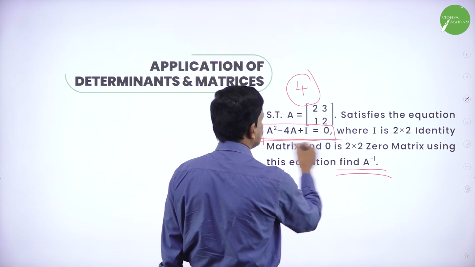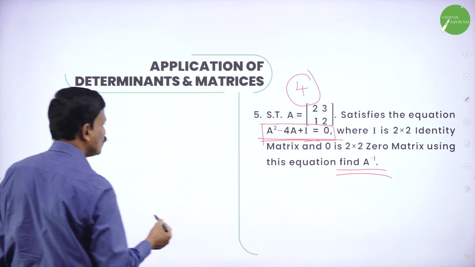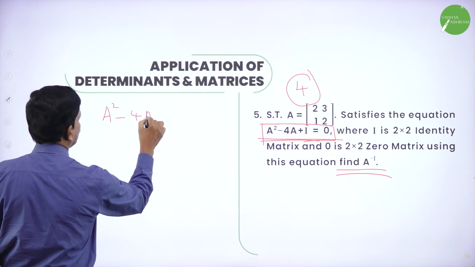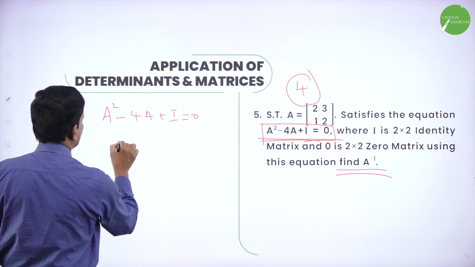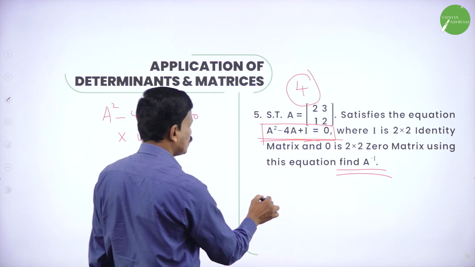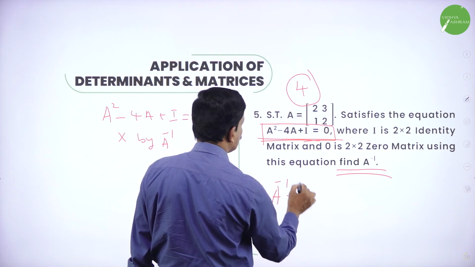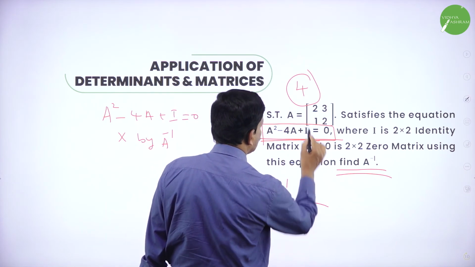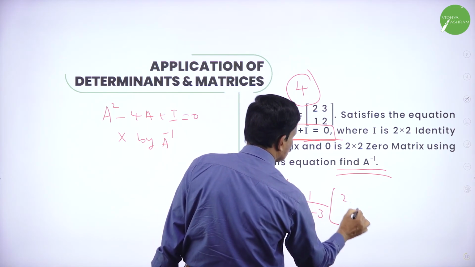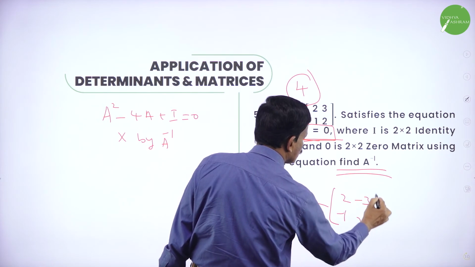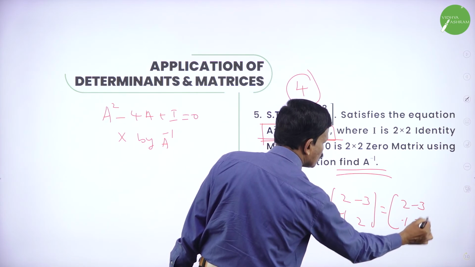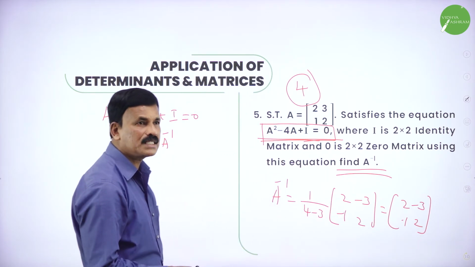So this is the equation given. Using this theorem, one has to find A inverse. A square minus 4A plus I is equal to 0. Multiply by A inverse. Now check what inverse we are going to get. A inverse is equal to 1 over determinant of A, 1 over 4 minus 3, into adjoint of A, which is [2, -3; -1, 2]. So the answer we are going to get is [2, -3; -1, 2]. Let me check whether we will get this or not.